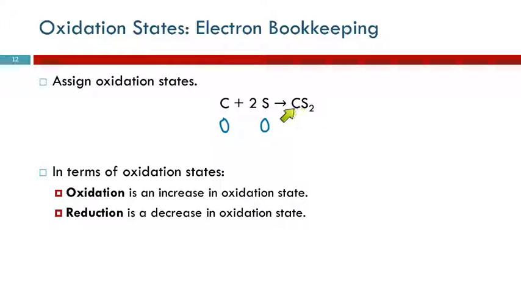Now, in CS2, who gets priority, sulfur or carbon? FHO. There's no fluorine, no hydrogen, no oxygen, no group 7. Sulfur's in group 6. So sulfur gets to be what it wants. And it wants to be -2 because that's the charge that sulfur takes as an ion. There's 2 sulfurs. They each have oxidation states of -2. That's a total of -4. So the carbon must be +4.